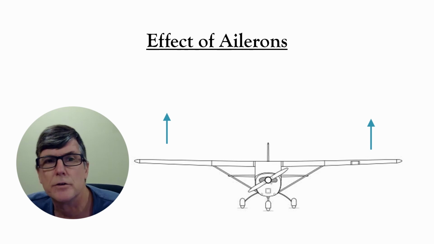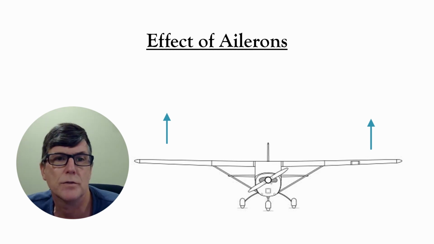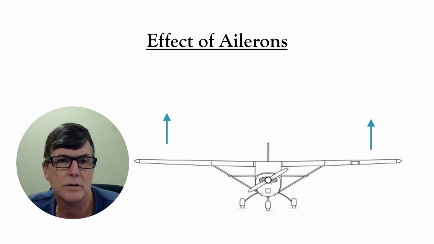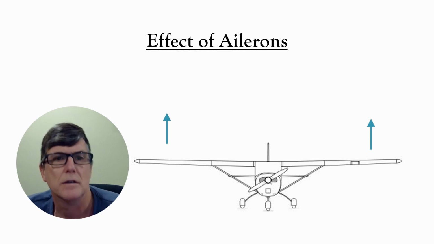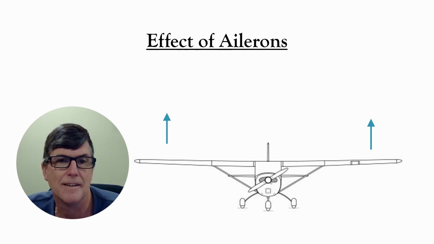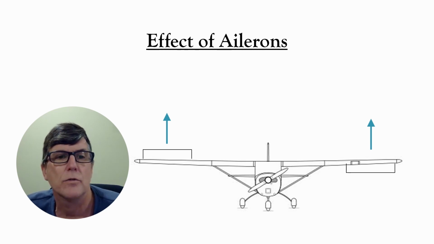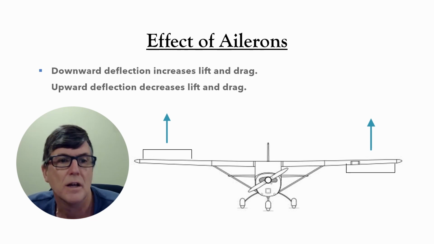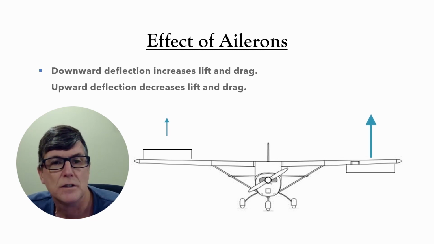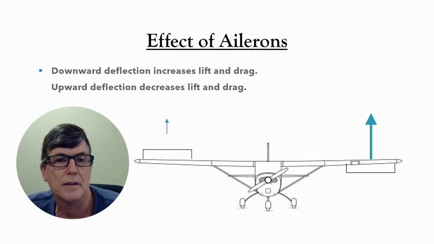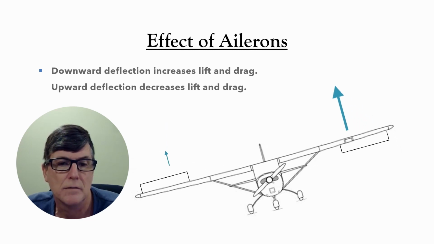The ailerons are control surfaces on the trailing edges of the wings, usually located toward the wingtips. The pilot moves the ailerons by rotating the yoke or by moving the control stick left or right. One aileron moves up as the other aileron moves down. Downward deflection increases the lift and the drag on that wing. Upward deflection decreases the lift and the drag on the other wing.